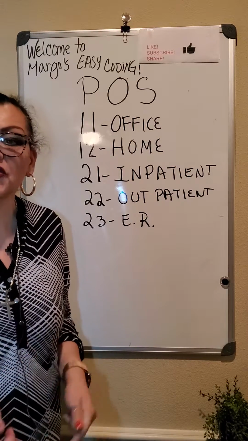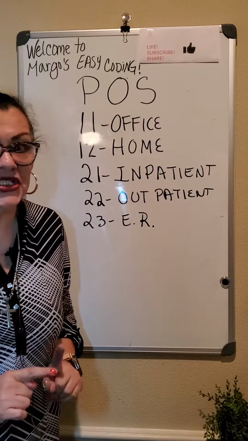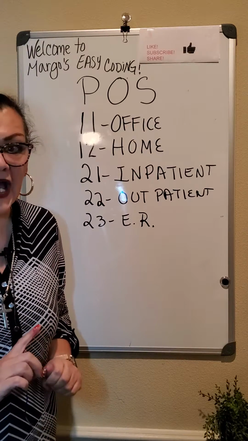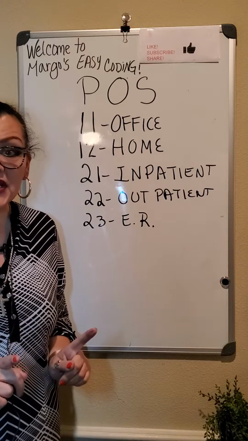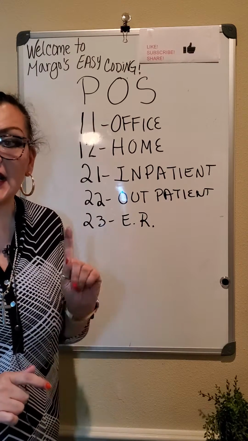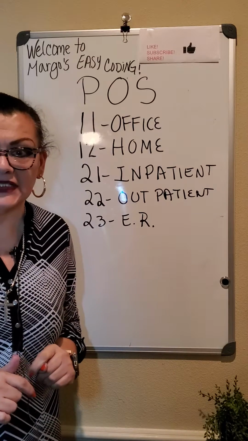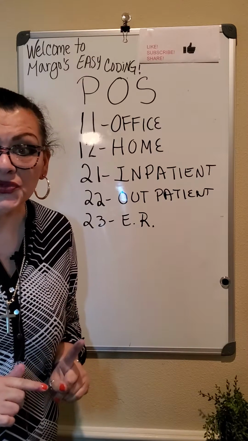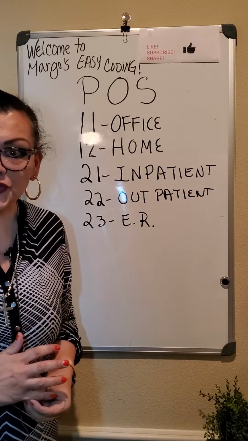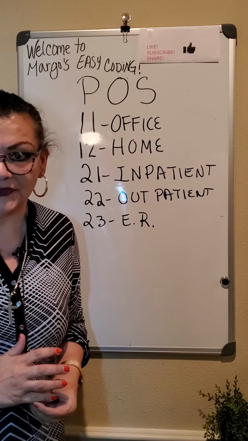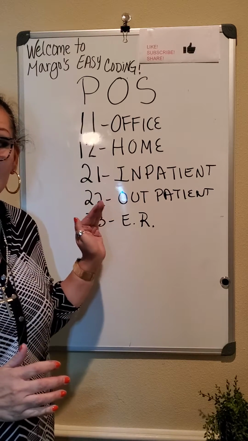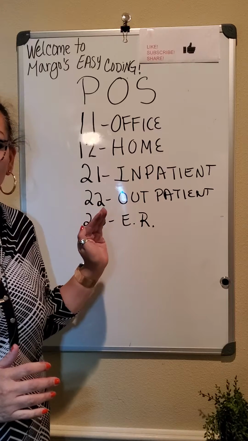If the patient is going to have an outpatient surgery or procedure, the patient goes in and out, the patient doesn't get admitted, the place of service is 22. If the patient is being seen in the emergency room, your place of service for the emergency room is 23. Okay? So these are the POS, place of service.